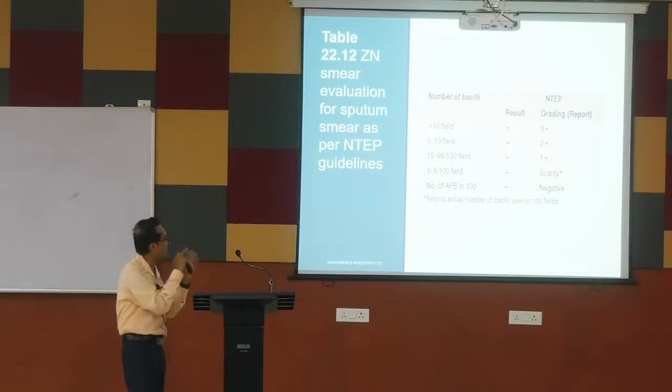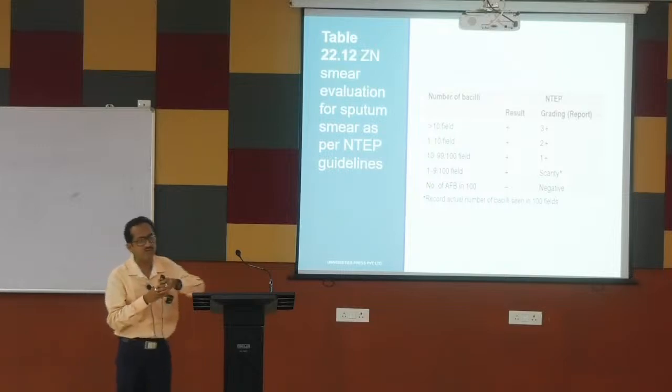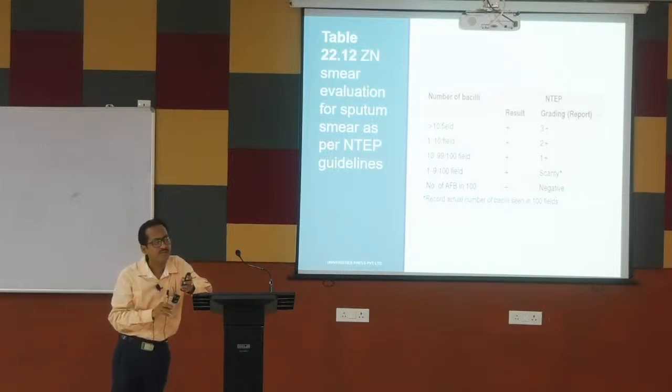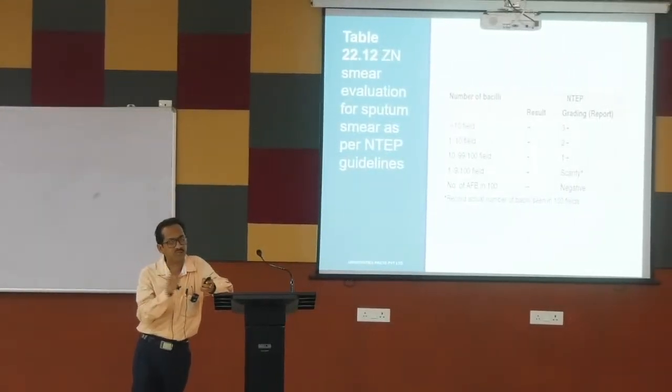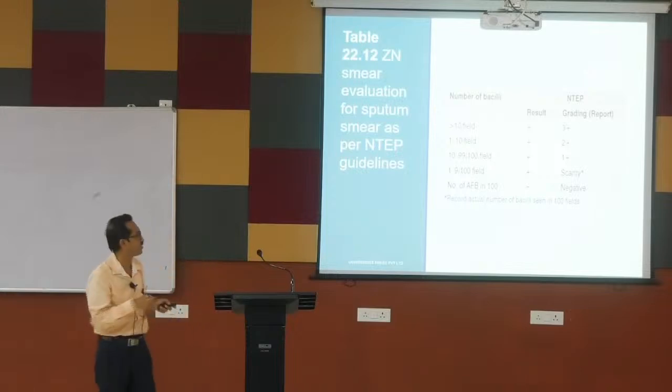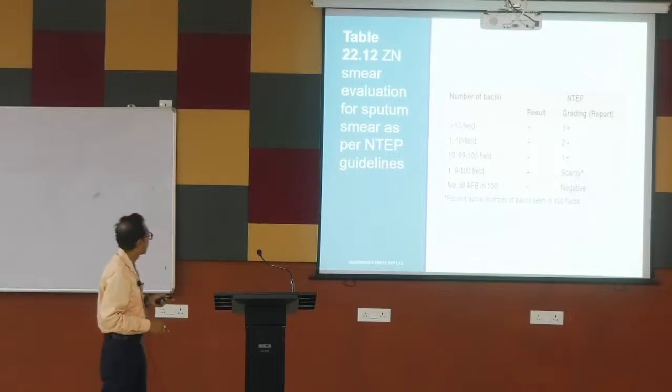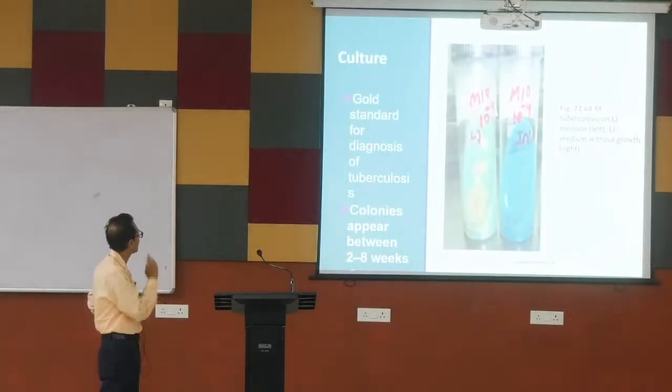So no AFB in 100 fields. Why have I written 100? I shouldn't have only written no AFB. You have to scan at least 100 fields before calling it negative. You have to scan the whole slide for 100 fields before calling it negative. So this is the grading for NTEP. This is the culture tube.